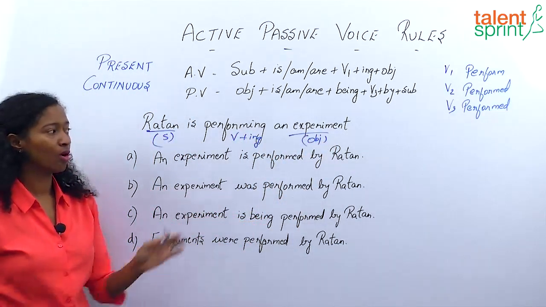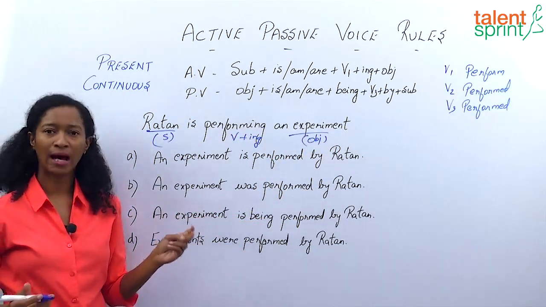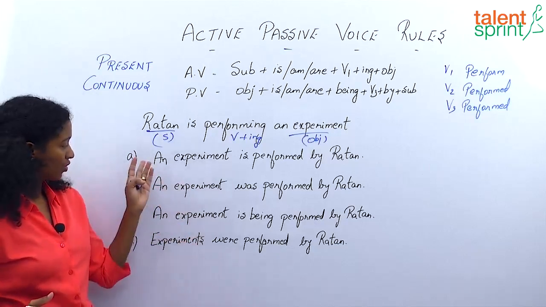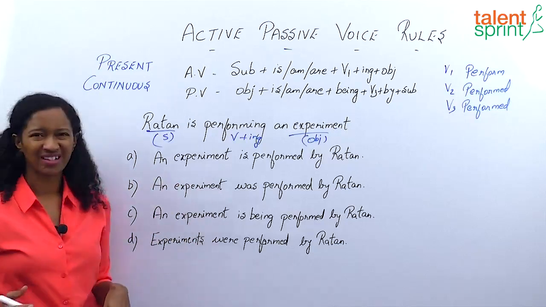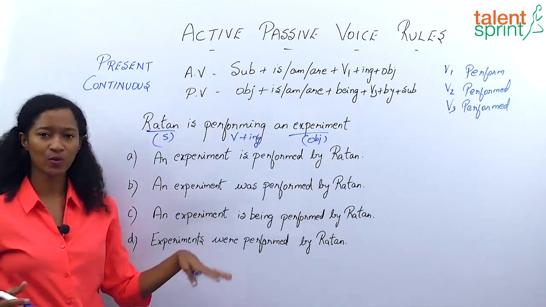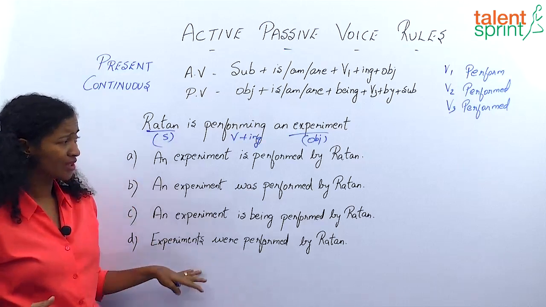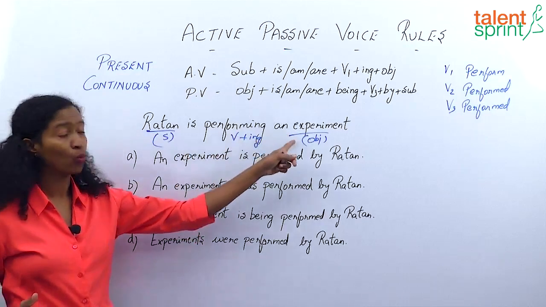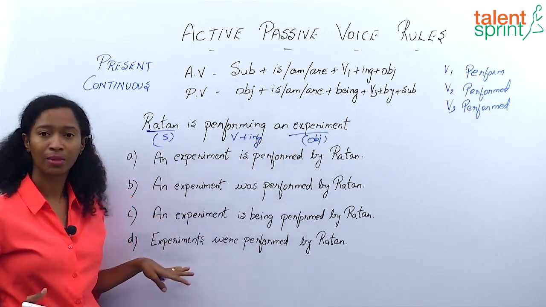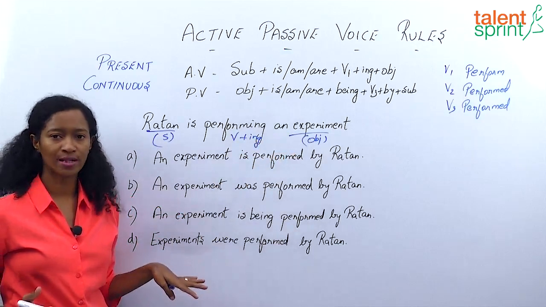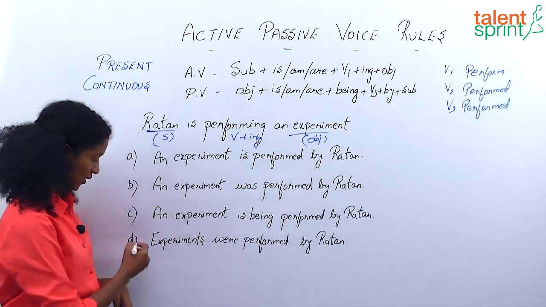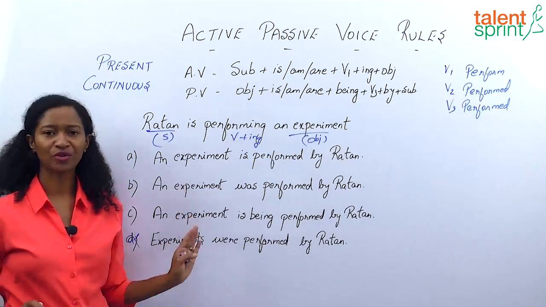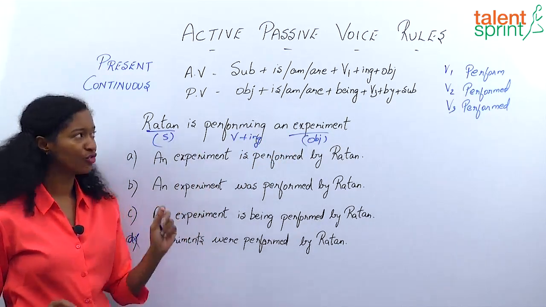Right? So obviously we'll need to have the passive voice starting with an experiment, which we have in A, B and C, but D starts with experiments were performed. But let's see, since it still has the object, we are looking at one experiment, remember, and not multiple experiments. It's not a plural subject, but a singular subject. So I can quickly eliminate option D. Out of A, B, C, let's see which one of these gives us the required form.